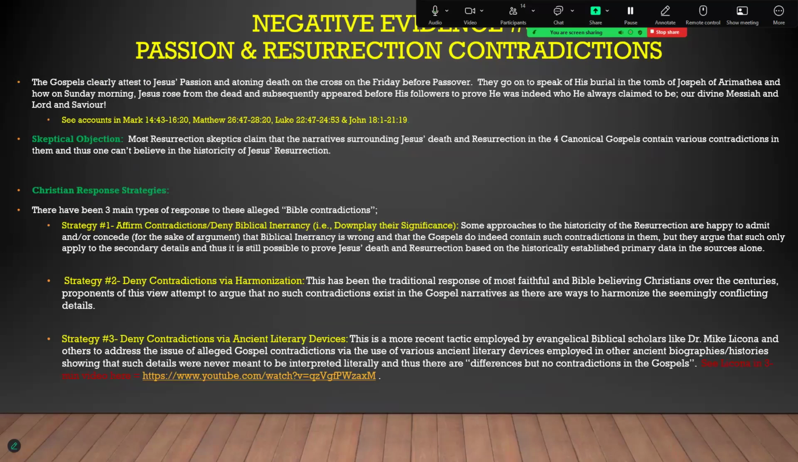Can you say that again? So if a skeptic comes to you and says, "Well, I could never believe in the resurrection because if I look at the 4 Gospels, there are differences, there are contradictions in the accounts, so I can't rely upon it to believe in the resurrection."